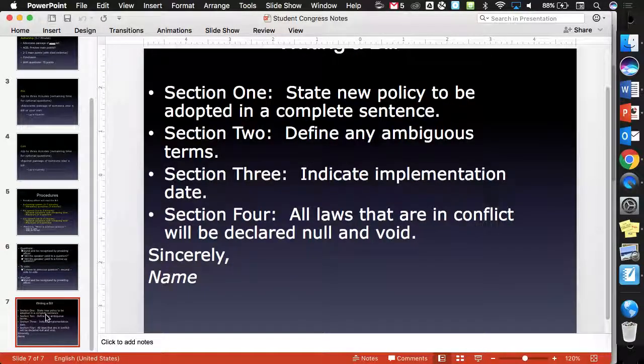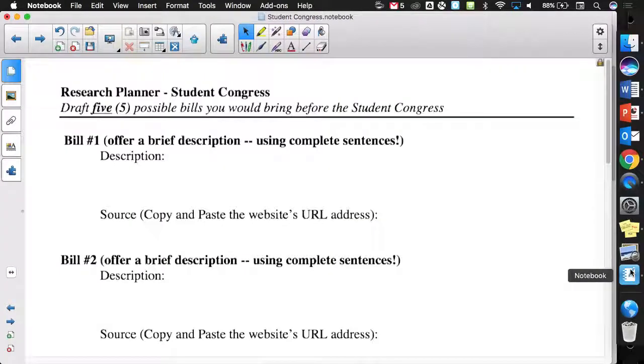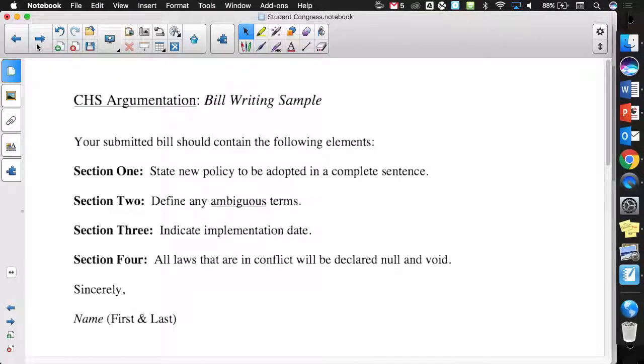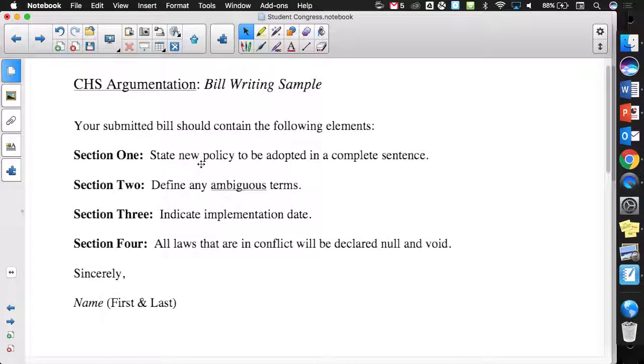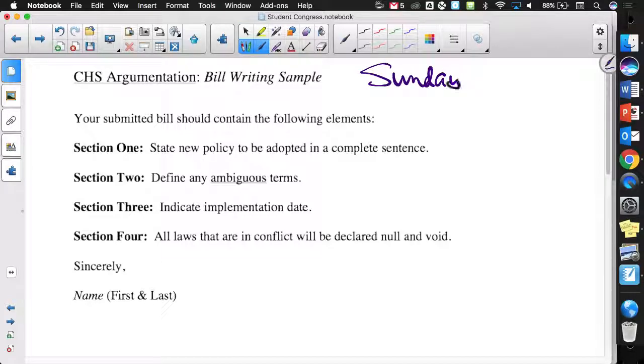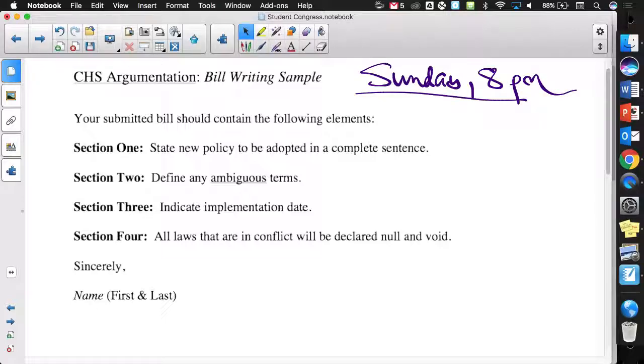The bill that you are going to give, and actually we'll take a look at this in your packet. The last page in your packet looks like this. Sunday, 8 p.m. is when you're submitting your bill to me. By 8 p.m. Now, you can do it beforehand. This is already on Google Classroom, so you're going to submit it through there. You don't have to worry about emailing or handing me a piece of paper or anything like that.